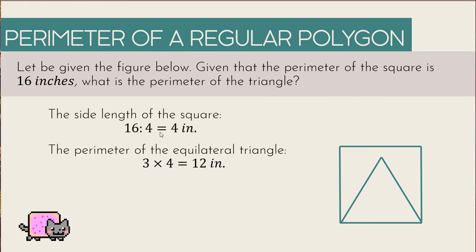We take the perimeter of the square and divide it by 4 to get 4 inches as the side length of the square. And it is also the side length of the equilateral triangle. So we can calculate its perimeter by taking the side length multiplied by 3. So we have the perimeter of the equilateral triangle as 12 inches. Okay, now everything is good.